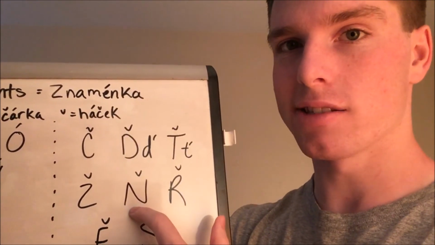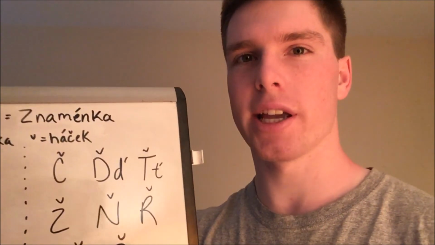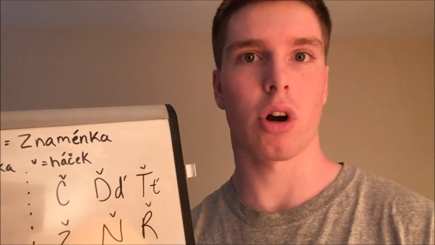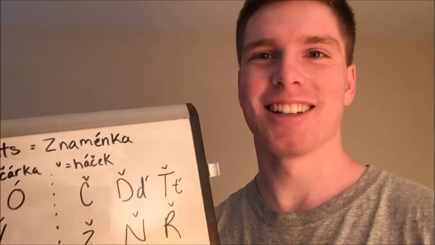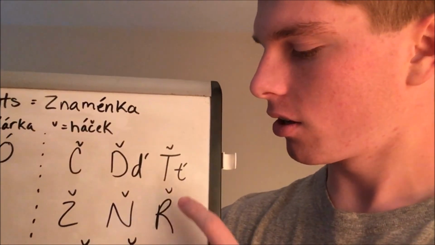So n is the normal, but with the háček it's eny. It kind of also has that J to it. So if you want to say to someone, excuse me or sorry, you say promiň. It's a weird ending, but makes it a little bit softer.